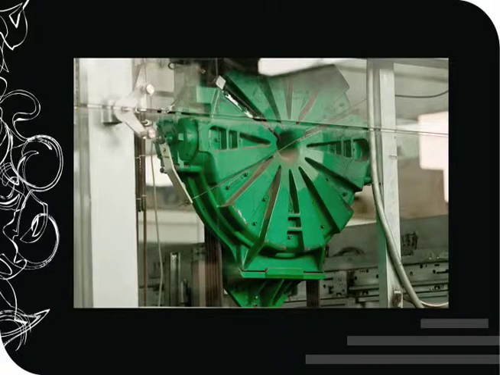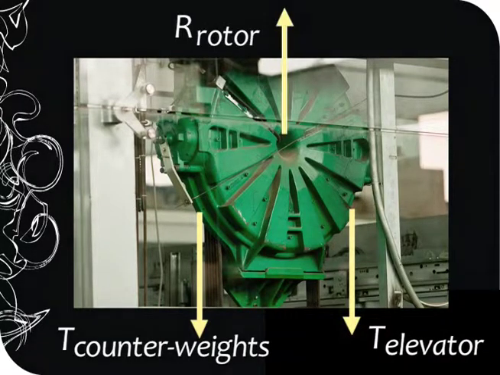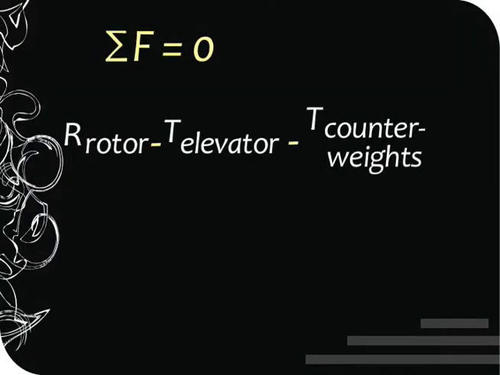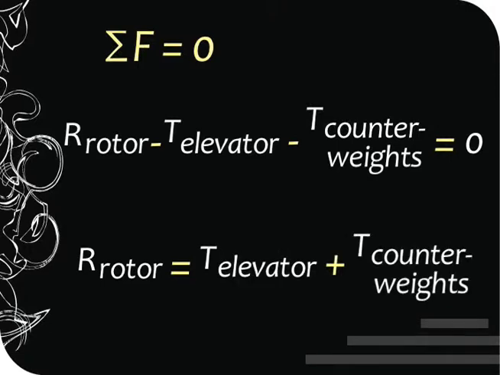Now let's look at the rotor. Assuming negligible mass for the rotor, the forces acting on the system are the tension from the elevator, the tension from the counterweights, and the reaction force at the rotor axis. Again, solving the equilibrium condition yields that the reaction force of the rotor has to equal the tension of the elevator plus the tension of the counterweights.